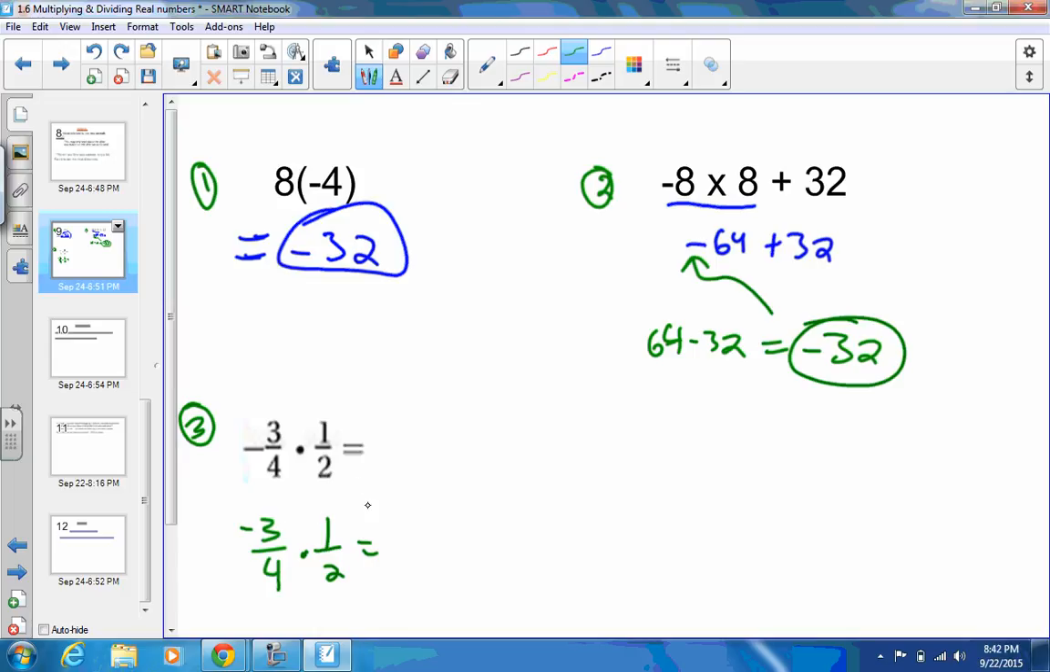So put it by 1, and that'll make it a lot easier. And you can multiply straight across. Negative 3 times 1 would be a negative 3. Positive 4 times positive 2 would be a positive 8. And there you go.